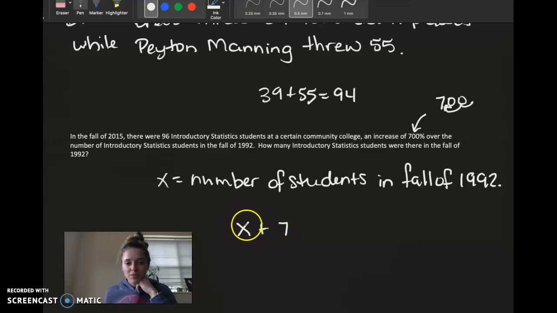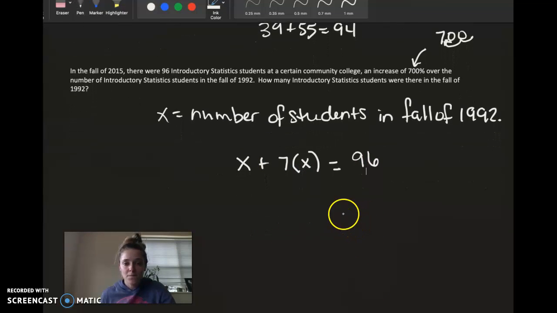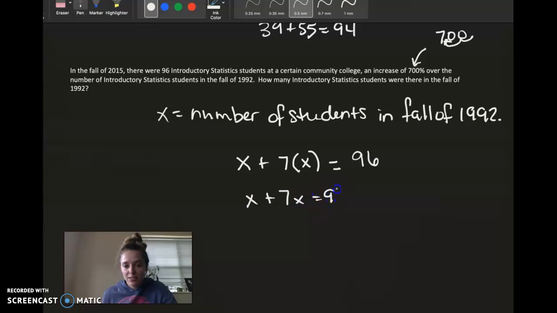So I have the original amount of students plus 700% of those number of students. Remember, when you're finding the percentage of something, you need to take that decimal and multiply it by that amount. So what is that actually equal to? We know that in 2015 there were 96 students. So in order to figure out how many there were originally, I would have to solve this equation. So this is the same as x plus 7x equals 96.